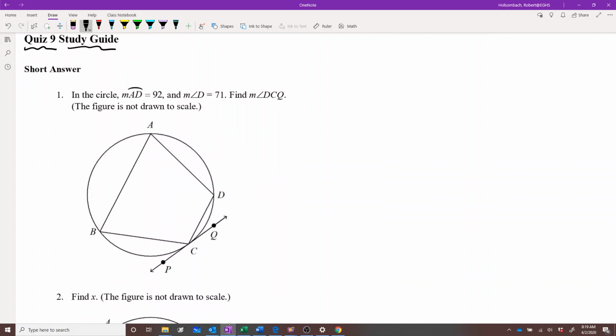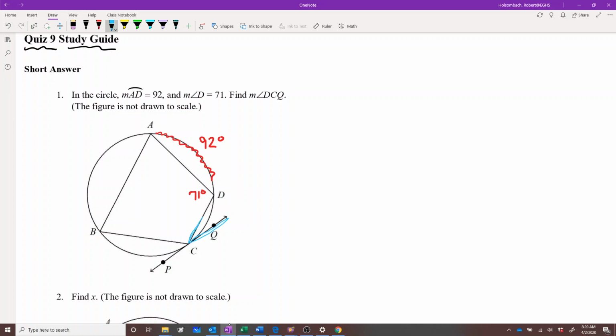So here we go. Number one, in the circle, the measure of arc AD. That is right here. Here's arc AD. It's 92 degrees. The measure of angle D is 71 degrees. Angle D is right here, 71 degrees. Find the measure of DCQ. Alright, so we're looking for the measure of this angle. DCQ, this small angle down in here.